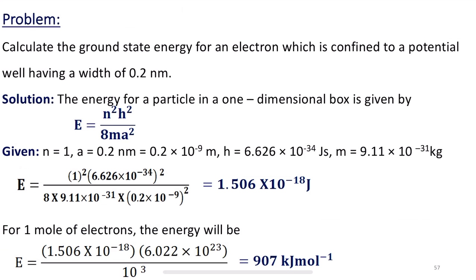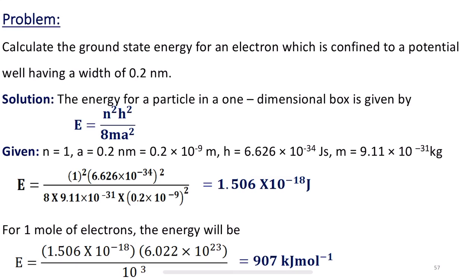With the help of this, we can solve a simple problem where they have asked to calculate the ground state energy for an electron confined to a potential well having a width of 0.2 nanometer. Looking at the solution, the energy for a particle in a one-dimensional box is given by E is equal to n square h square divided by 8 m a square. They have asked for the ground state energy, so n must be equal to 1, and the width a is equal to 0.2 nanometer, that means 0.2 into 10 raised to minus 9 meters. Then there is Planck's constant, and next is the mass of the electron.